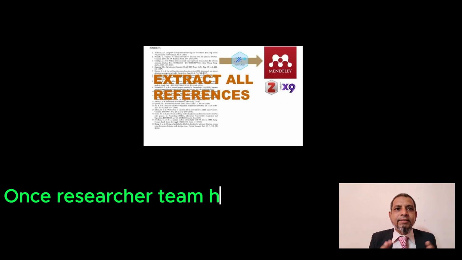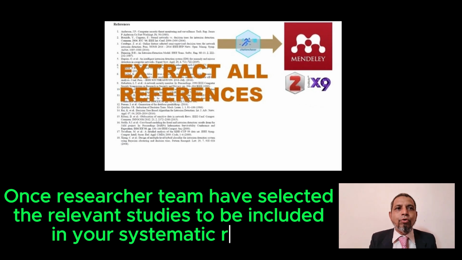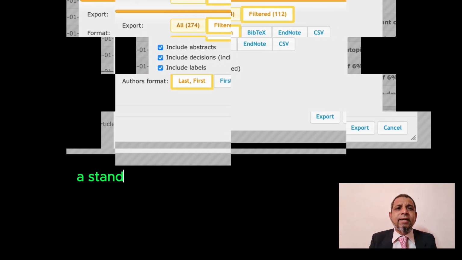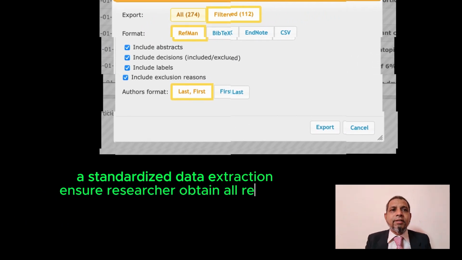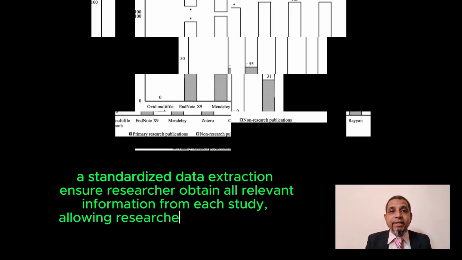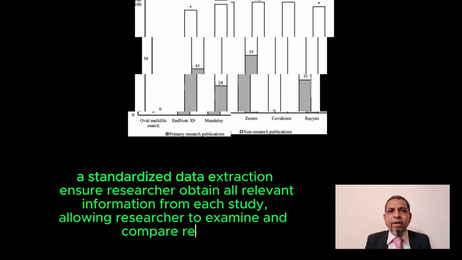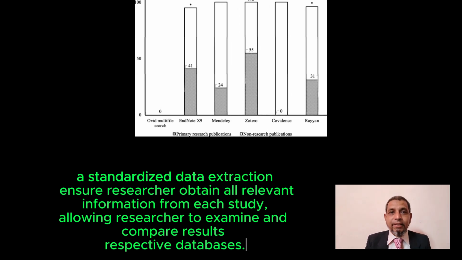Point number 4, extracting the data. Once a researcher team has selected the relevant studies to be included in your systematic review, a standardized extraction of data ensures researchers obtain all the information from each study, allowing researchers to examine and compare results of the respective databases.